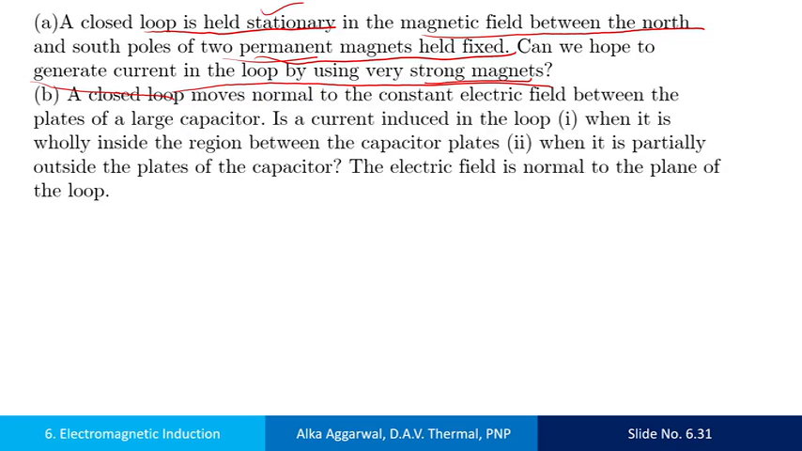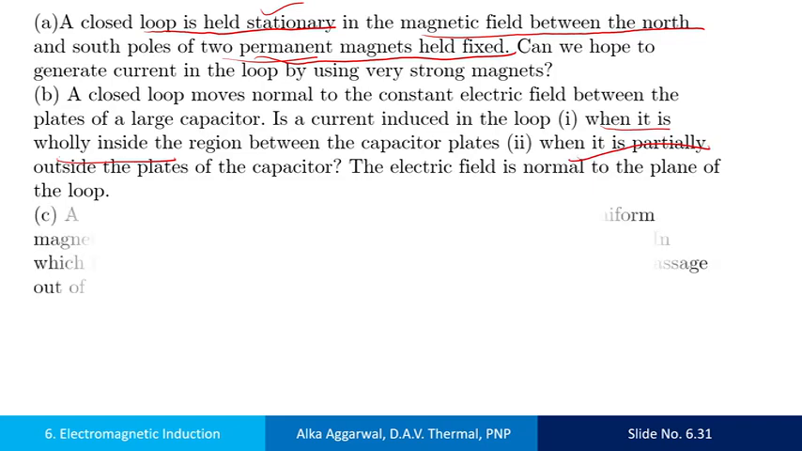Now the second part of the same question. The closed loop moves normal to the constant electric field between the plates of the capacitor. Is current induced in the loop? No, no current is induced, because current will be induced when either the magnetic field, or the area of the loop, or the orientation of the loop changes. But here there is no magnetic field, so no EMF is induced. Whatever be the condition, whether it is wholly inside or partially inside, no EMF is induced.